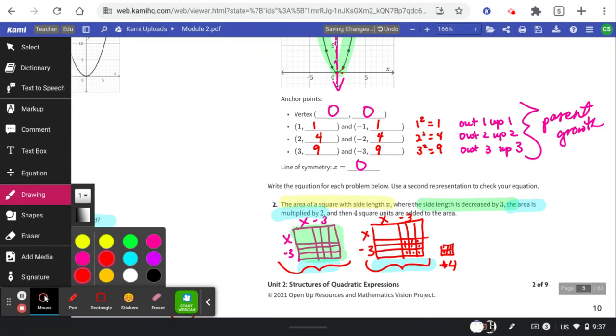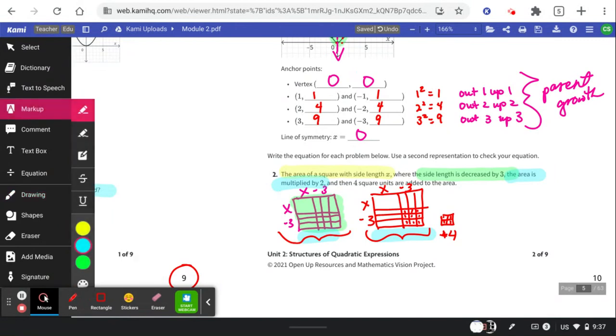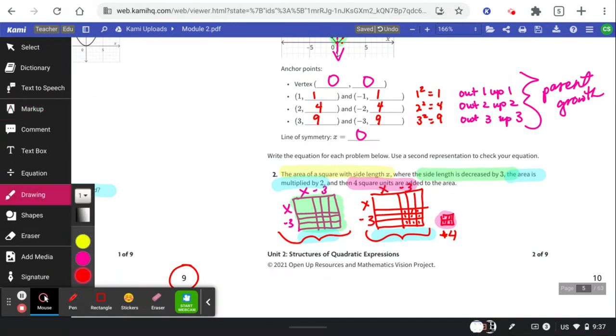So this is my visual representation of what that said. Oh, by the way, let's go highlight that. I'm going to use pink for these little 4 square units. Okay, what would my equation be for this? It would be 2 times the quantity, x minus 3 squared plus 4.